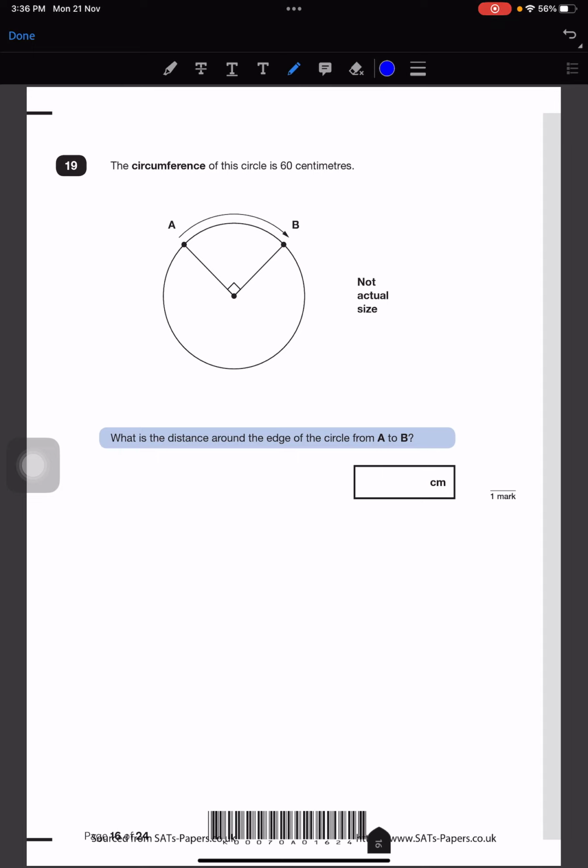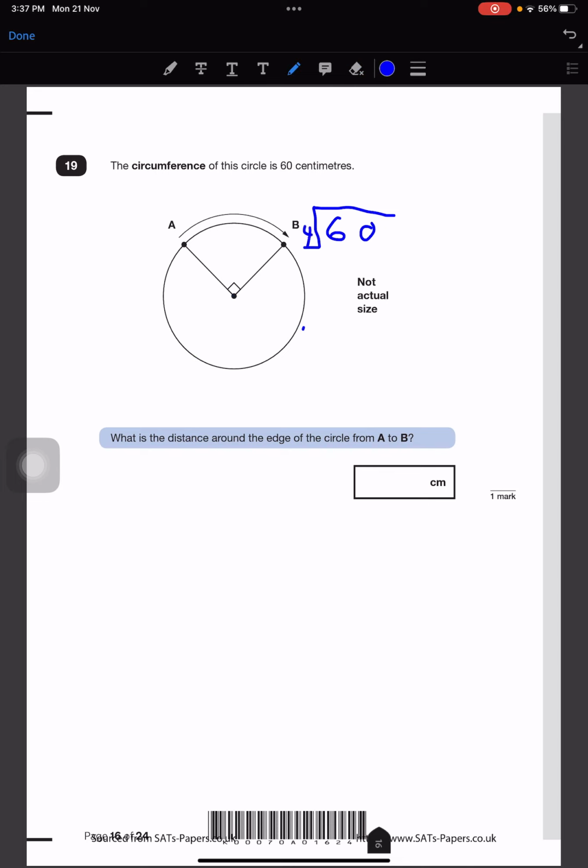Okay, the circumference of this circle is 60 centimeters. What is the distance around the edges of the circle from A to B? So as you can see, this whole circle is equal to 60. Okay, but circumference. So what we're going to do is divide it by 4, because as you can see, there are 4 parts. So yeah, let's do that. We're going to divide it by 4.